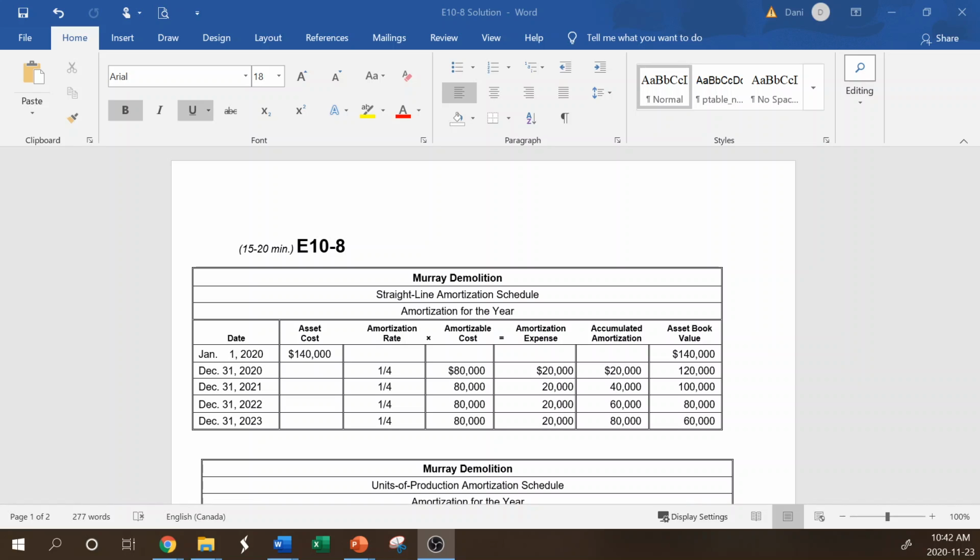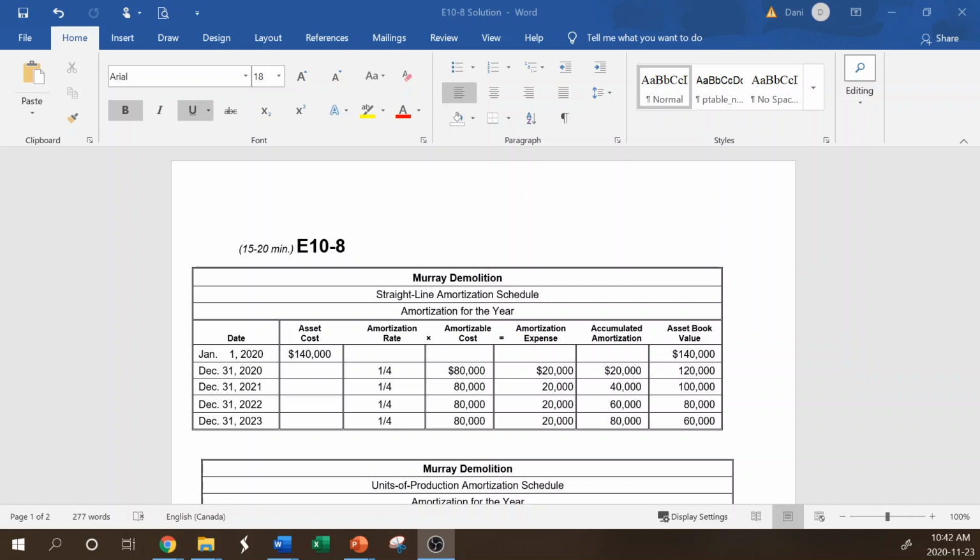It says they've always used the straight line basis for calculating amortization. New owners want to see what the amortization schedules under the different methods would look like. They also think the truck could be useful for 200,000 kilometers, so we're going to use that for our units of production, and then it gives the different kilometers driven in the different years. And it asks at the end, is there a problem for continuing the straight line method? So we need to calculate each method and look at the amortization.